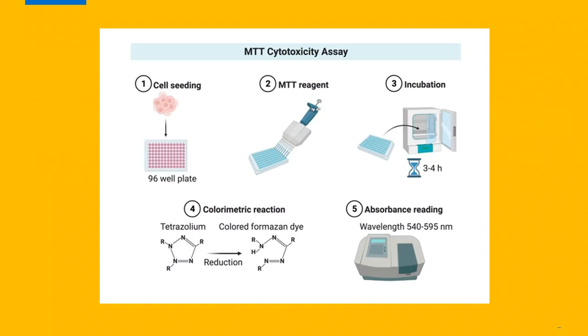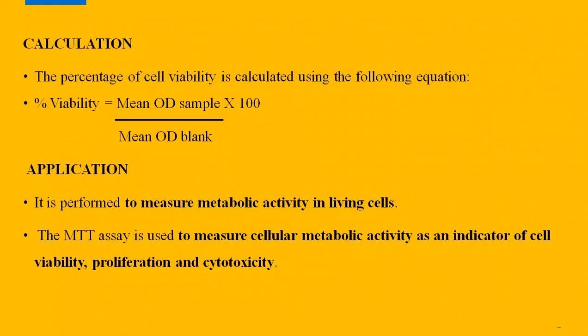So as told before, cells are introduced into the 96 well plate, and the next step is introduction of MTT reagent with the help of a micropipette. It is incubated for 3 to 4 hours. Then the colorimetric reaction, that is reduction of MTT into formazan, takes place, as mentioned here. And later the observed colored product is measured using a spectrophotometer or colorimetrically at a wavelength of about 540 to 595 nanometer approximately.